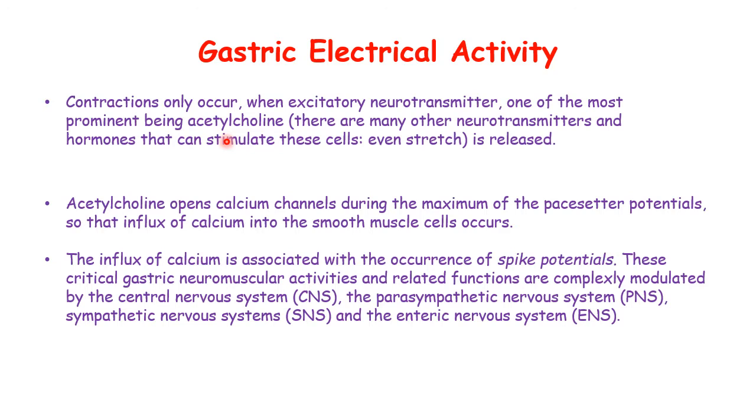And when the smooth muscles are triggered by an excitatory neurotransmitter like acetylcholine or hormones, there is an increase in the calcium influx and calcium release from the sarcoplasmic reticulum, changing the slow wave of depolarization into spike potential, which is capable of producing the contraction of the smooth muscles. The generation of the spike potential as well as the contraction of the smooth muscle is regulated by the activity of the central nervous system, parasympathetic and sympathetic nervous system, and the enteric nervous system.